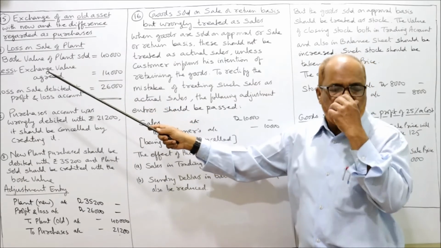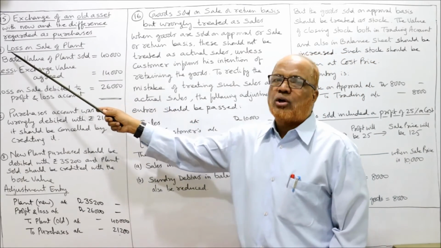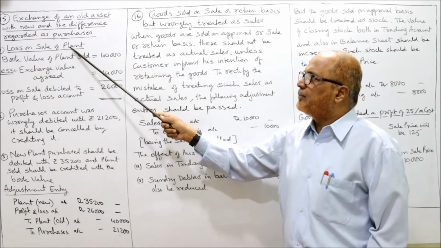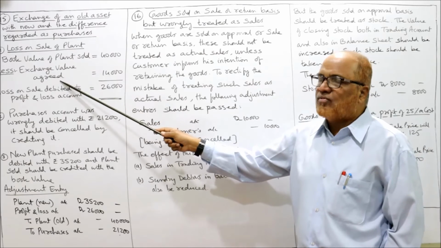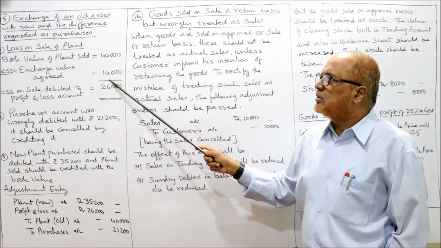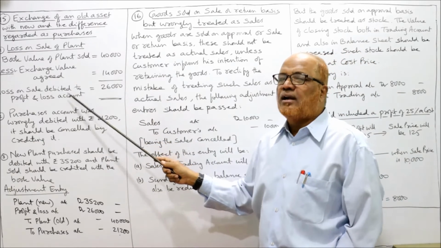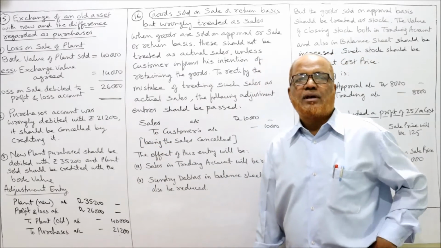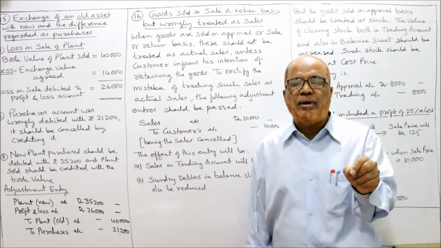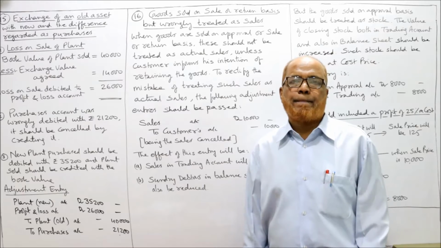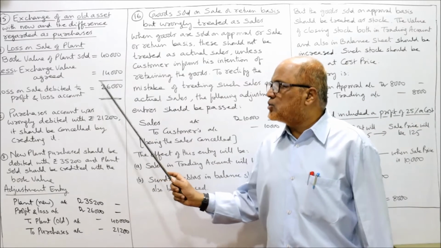Now, in 3 steps we are going to find out the working notes. The first working note: loss on sale of old plant. The book value of the plant sold was 40,000. Less exchange value agreed, 14,000. So 40,000 minus 14,000, 26,000, is the loss on sale debited to the profit and loss account. This loss on sale of plant, 26,000, should be debited to the profit and loss account.